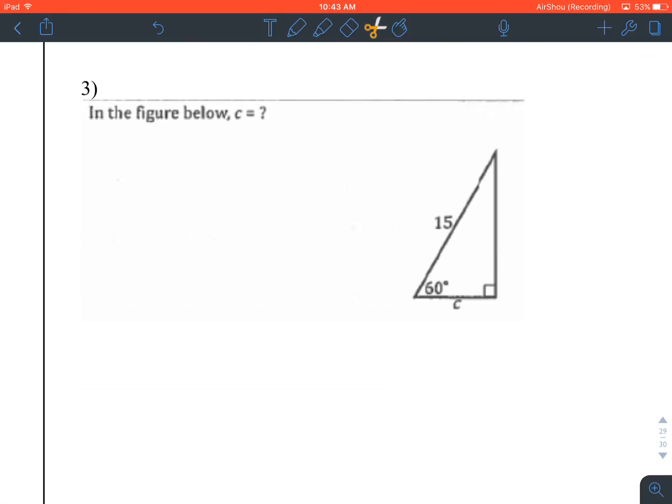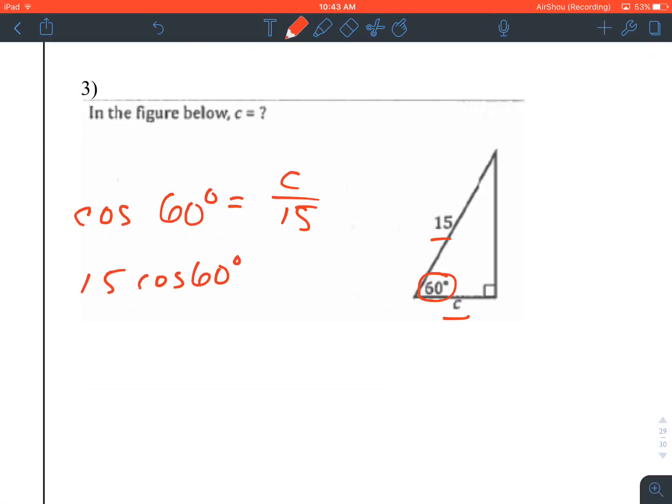Number 3, in the figure below, what is the length of C? Well, we have an acute angle, we have the adjacent leg and hypotenuse, that's going to be cosine. Cosine of 60 degrees is the adjacent leg over the hypotenuse. Multiply both sides by 15. 15 cosine of 60 is 7.5. Done. Now this problem could have also been done in another way.